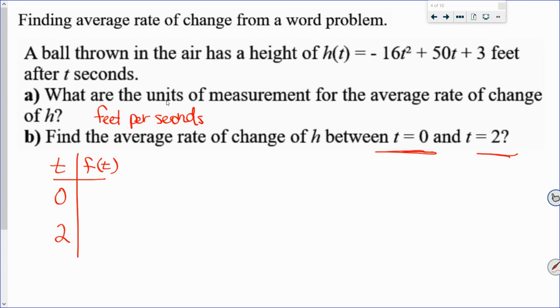So I take the function. Let me make a correction in my t-chart. I said f of t, let's make it h of t, equal to negative 16t squared plus 50t plus 3.